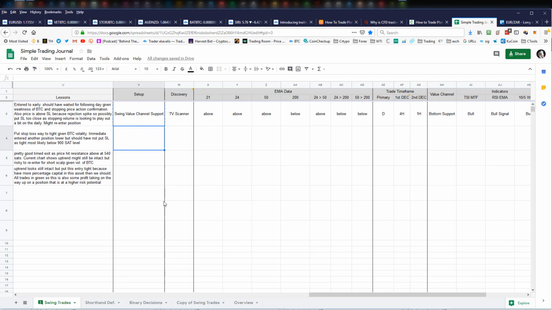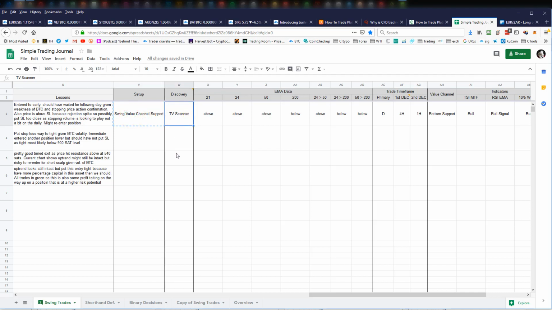Now, one thing I'll suggest, and I'll give some general suggestions. A lot of times you're going to use shorthand for certain things, like here, TV scanner. Or here you're going to use a specific vocabulary like swing value channel support, just because you don't want to be doing sentences for this type of data. You want it as short as possible.